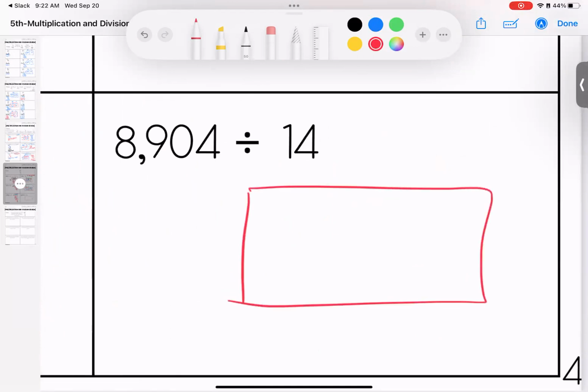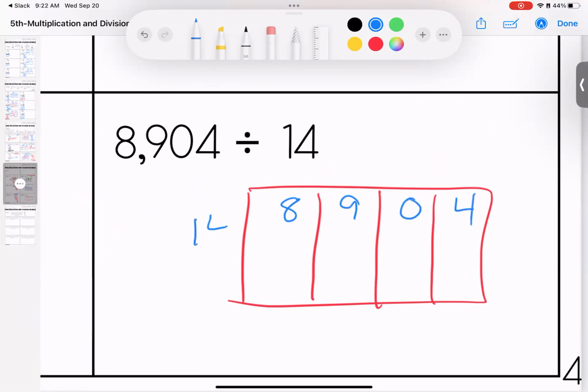We are going to box it. So we have a big number and a big divisor, but we can do hard things. We prove it every day. 8,904 divided by 14. Let's go ahead and write up our 14s. So if we skip count, we have 14, 28, 42, 56, 70, 84. If you have this on your sheet from class, keep it with you. You can reuse it. How many groups of 14 come out of 8?